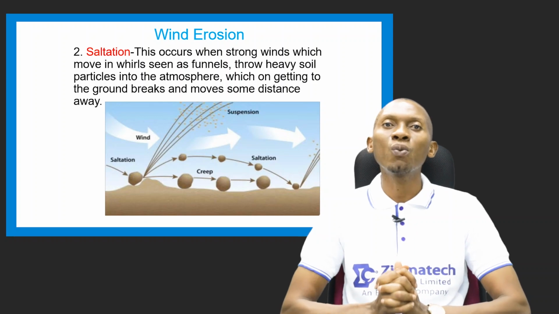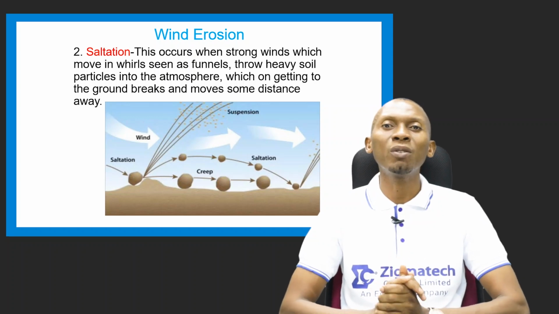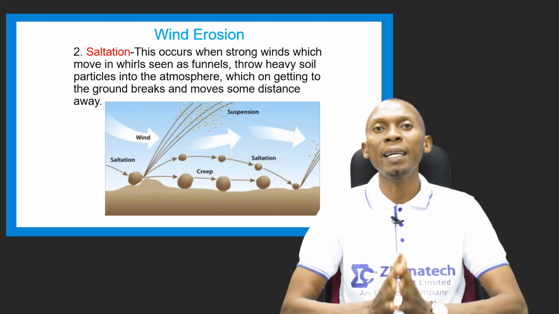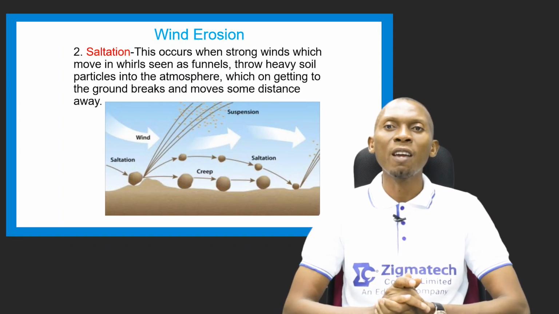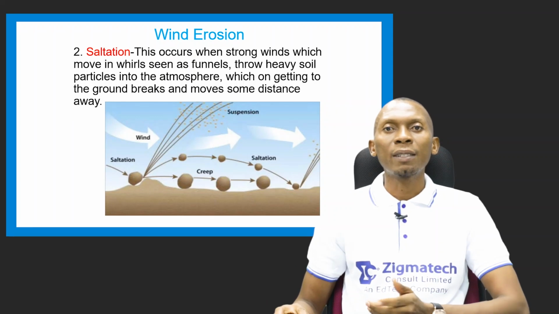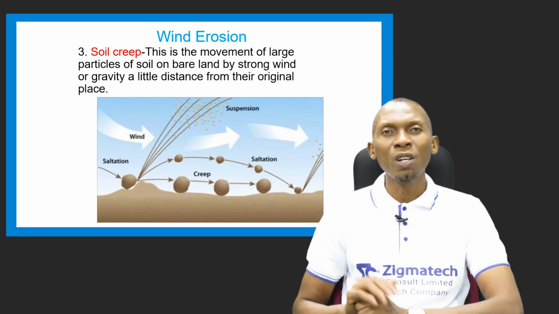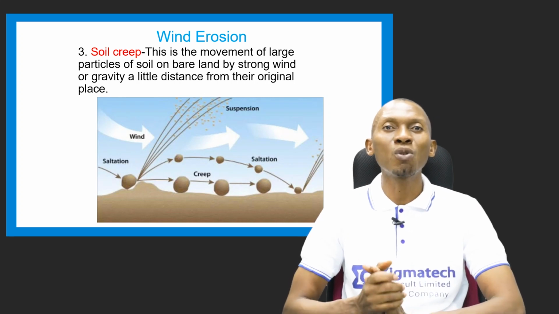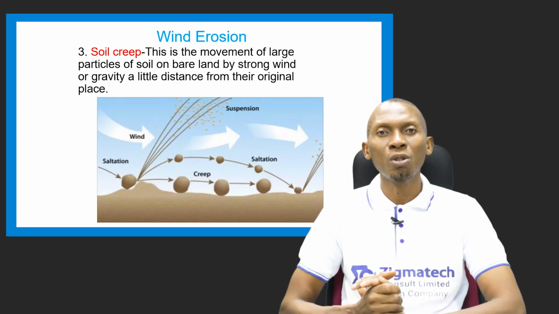We also have saltation, which is another way by which wind erosion takes place. In this case, strong winds move in wheels, such as funnels, and throw heavy soil particles into the atmosphere. When these heavy soil particles get to the ground, they break and move some distance away from their original place. So that's saltation. The picture helps us to understand how saltation takes place. Then we have soil creep. Now, this has to do with the movement of large particles of soil on bare land by strong winds or gravity a little distance from their original place. That picture shows you how soil creep takes place in wind erosion.